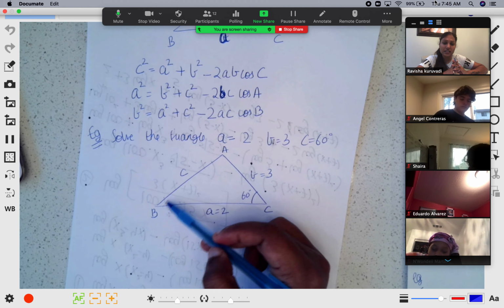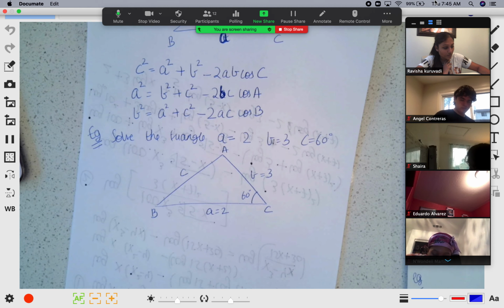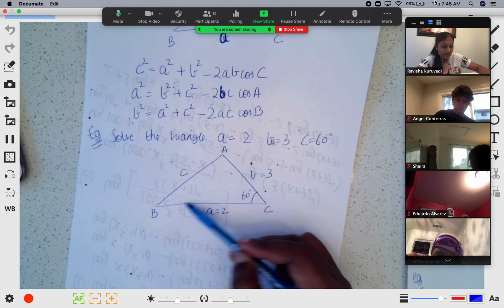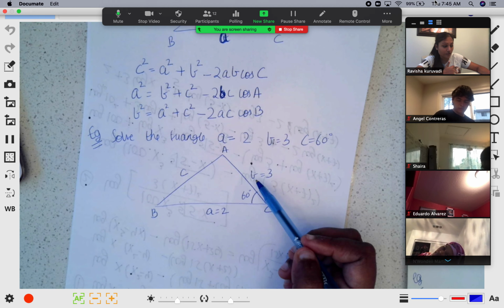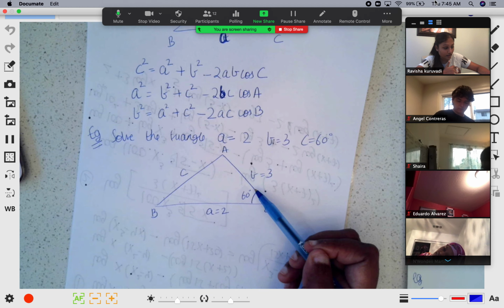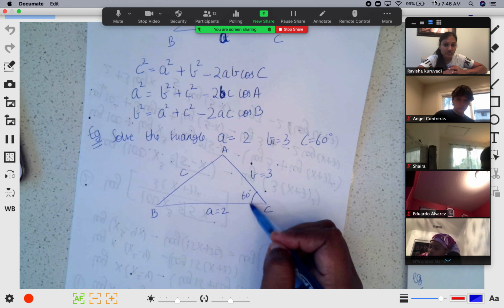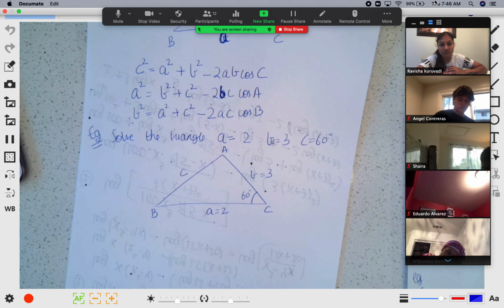In this case, I cannot use the property that all three angles sum to 180 because I just know one of them. I cannot use sine property because for sine, I need to know at least one angle and the side opposite of that angle. I only know this angle and I don't know the side opposite it. So I cannot use sine. It's not a right angle triangle, so I cannot use Pythagoras theorem either. So the next option is law of cosine.